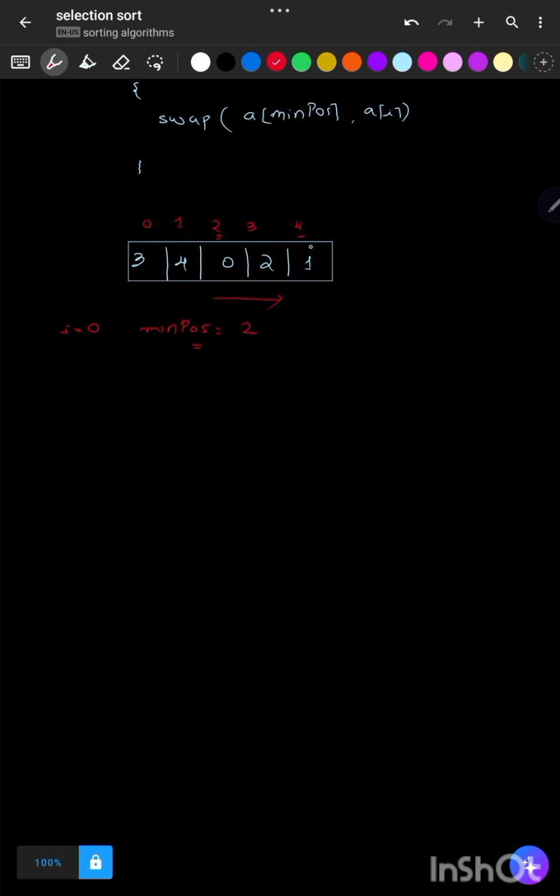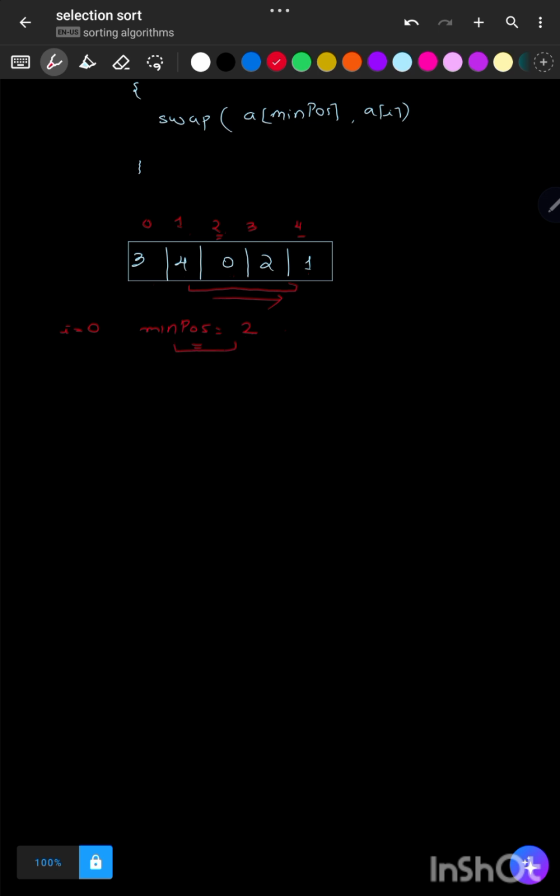Next we come to the element at index 4, which is 1, and that is greater than the element at the min position, which is 0. 1 is greater than 0, so no change. In a nutshell, what is happening here is we are just finding the smallest element on the right side of me, and we are storing that index in the min position value.